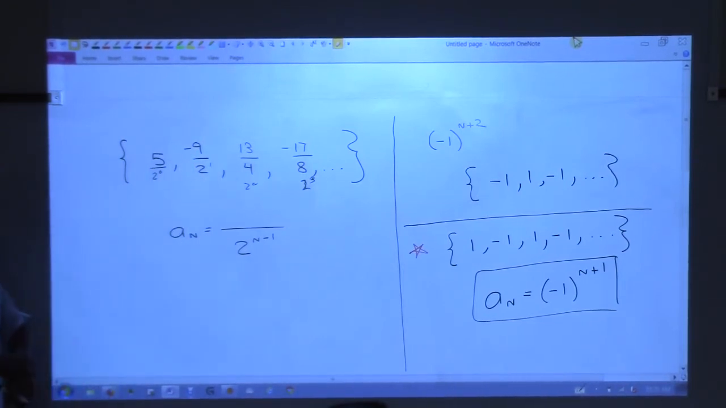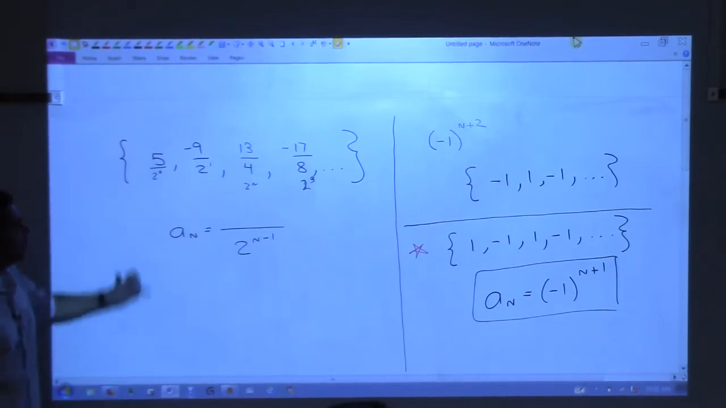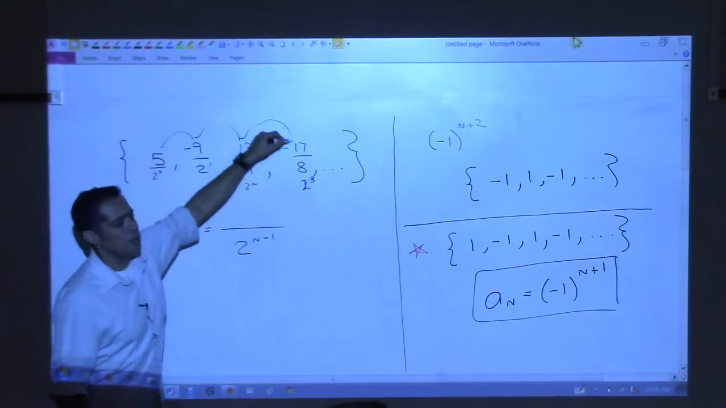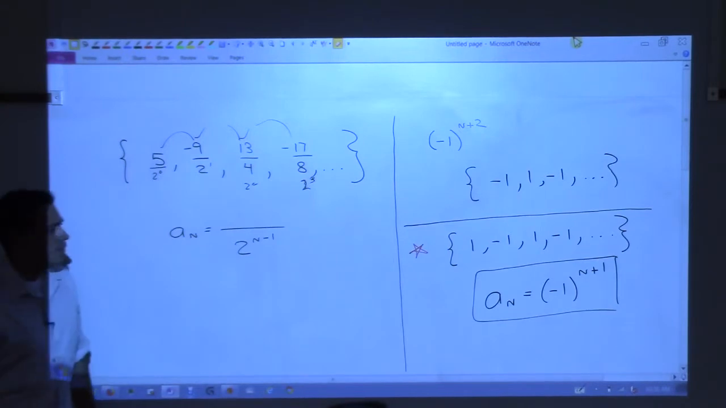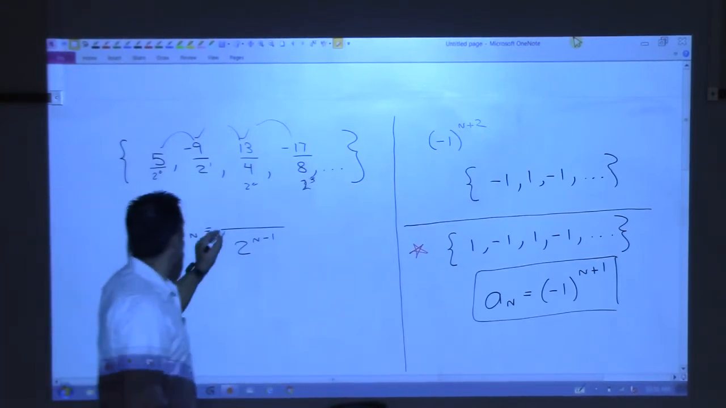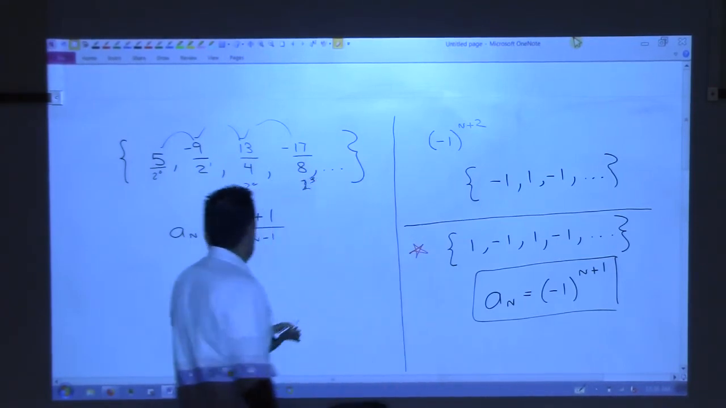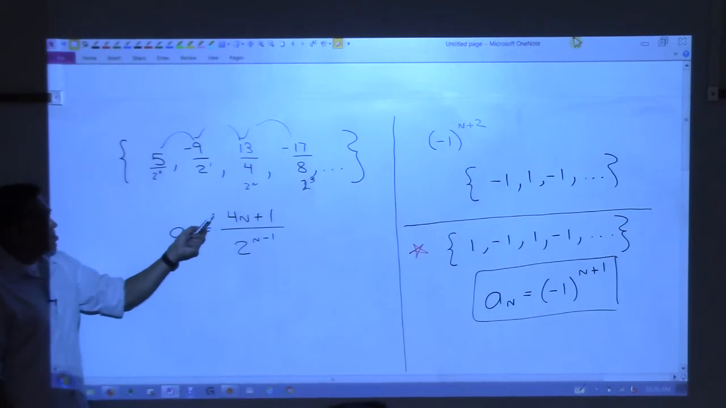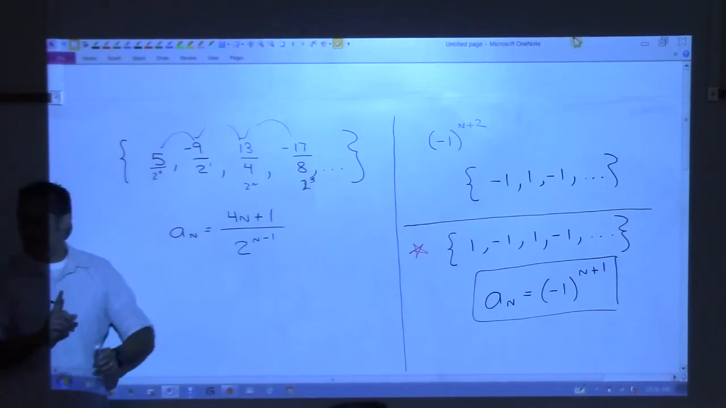So what's the formula? You just told me it jumps by 4 each time, right, if I ignore the signs? So it's 4n plus what? Plus 1. Does everyone agree that that would create the sequence 5, 9, 13, 17? But it doesn't take care of the alternating.